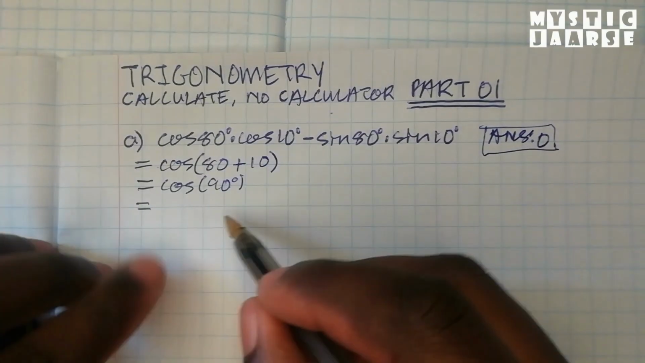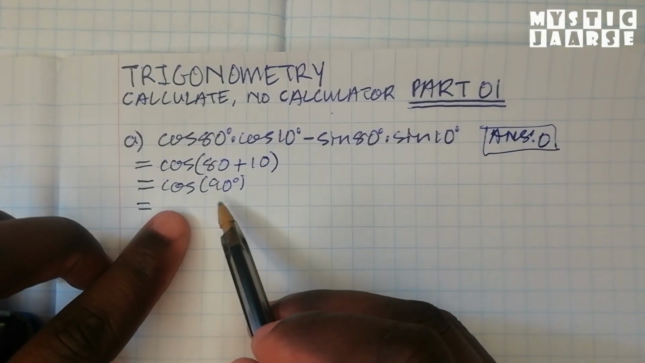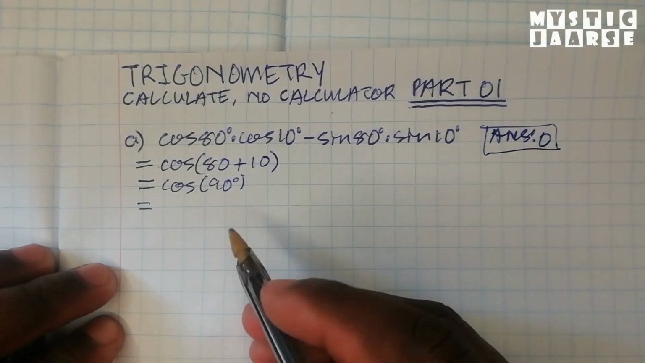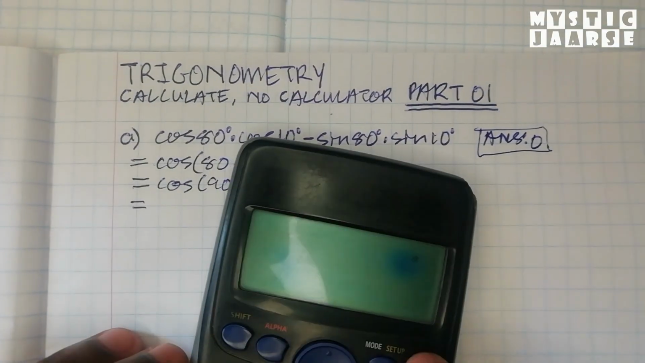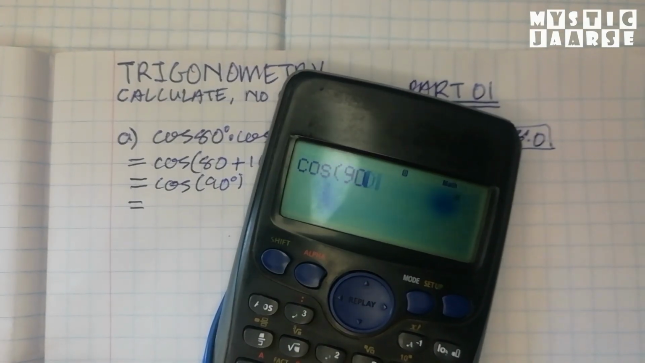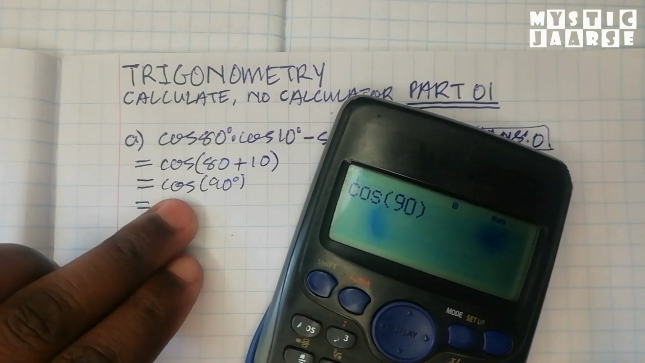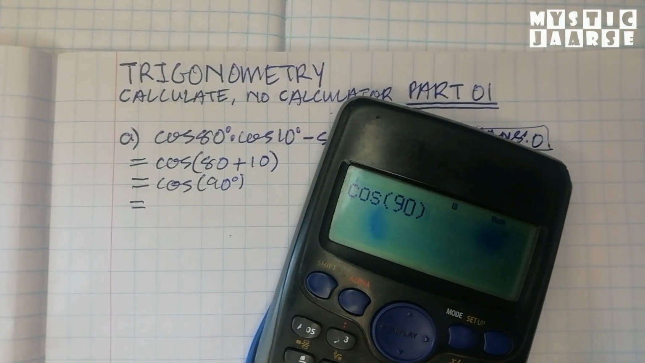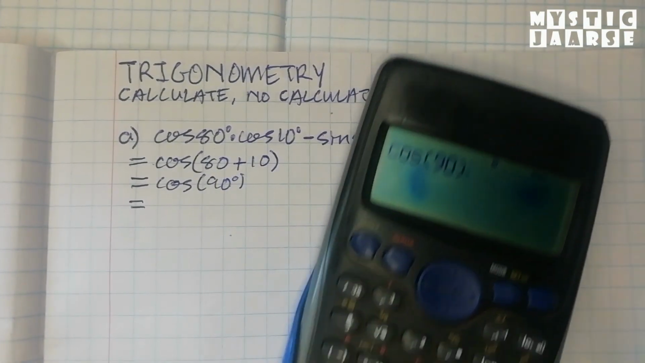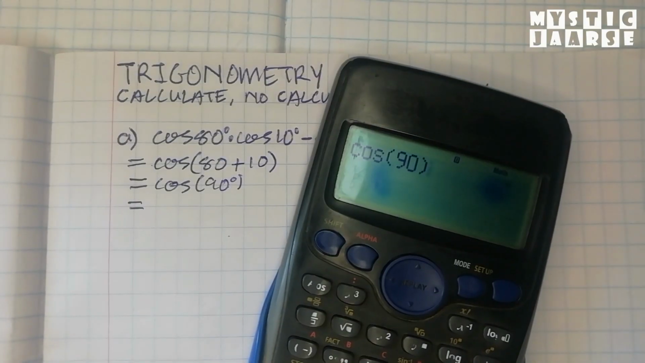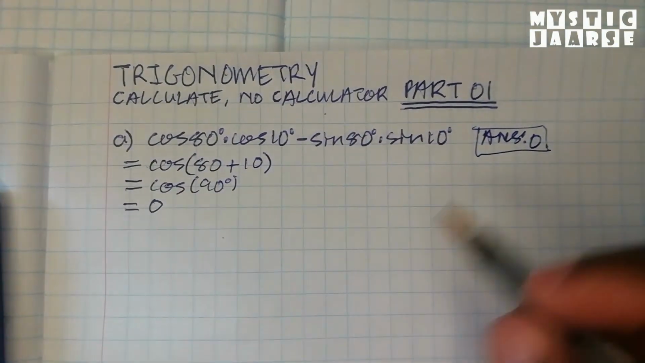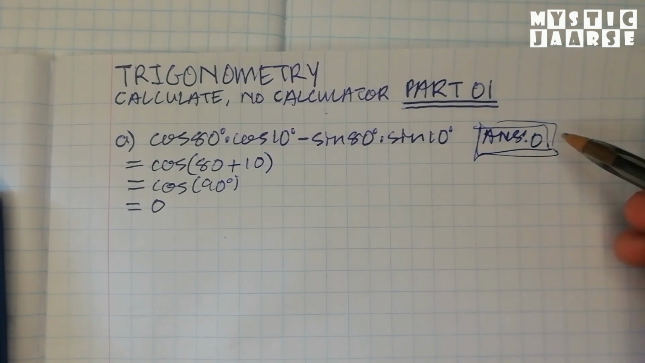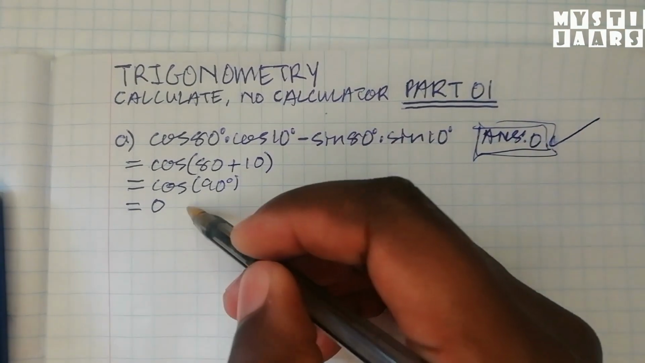Now you're not supposed to leave it like this, because 90 is regarded as a special angle. So you are allowed to put this into your calculator or to memorize what cos of 90 equates to. Well, I know it is equal to 0, but I'll just use a calculator to confirm. So the answer is 0. So I know that I got this right because I know how to check my answer.